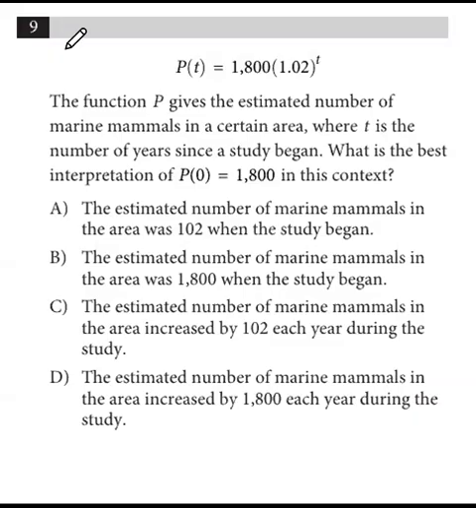Okay, so question 9. This is a standard exponential function. So we have the base value, and then we have a rate and we have the time. So what is the best interpretation of P of 0? So 0 just means after 0 years. That just means that we have the base value. So the base value is 1,800, and in this case x is the number of years since the study began. So when the study began, it was 1,800. Our answer is B.